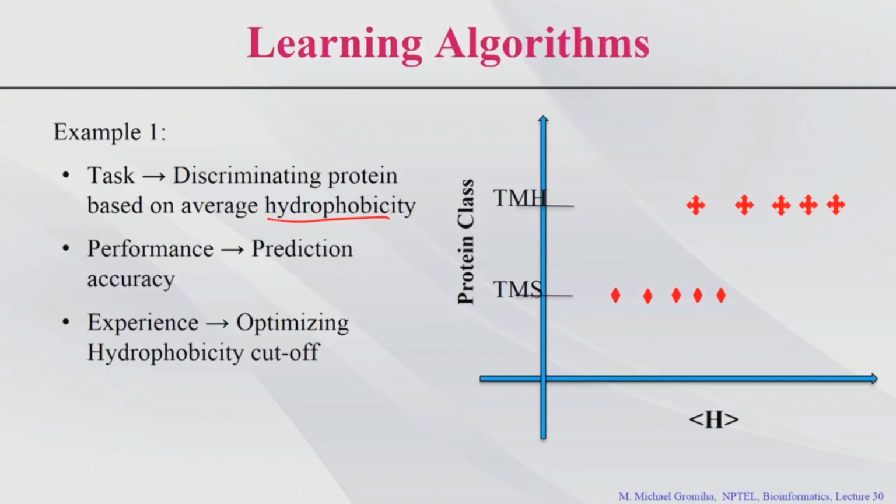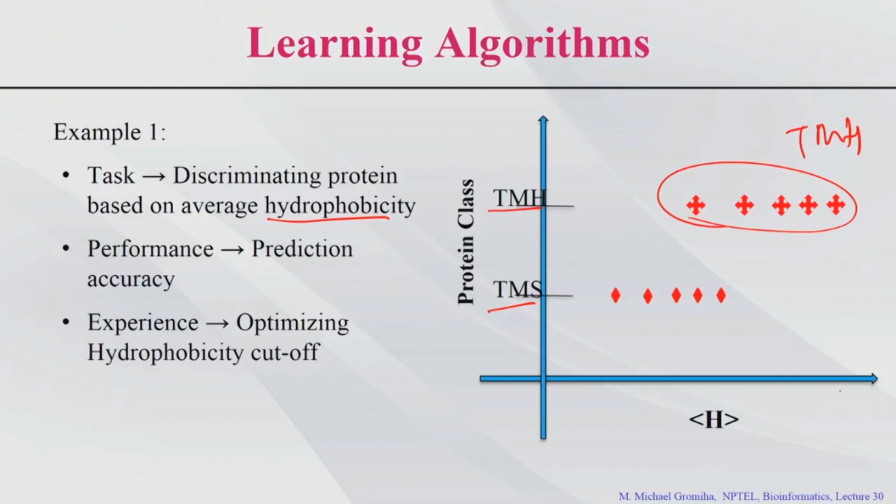Earlier I discussed in the case of TMH and TMS that helical proteins are enriched with hydrophobicity. So, let us see whether we can use this hydrophobicity to classify. We calculated it for different proteins. Here I have shown an example with 10 proteins. These 5 belong to TMS and these 5 belong to TMH. How to discriminate? For example, we can assign the H values.